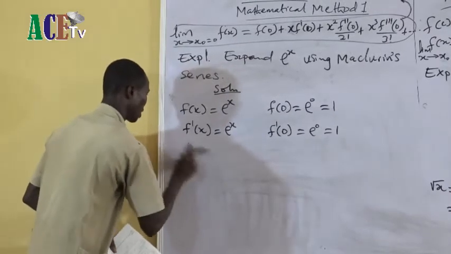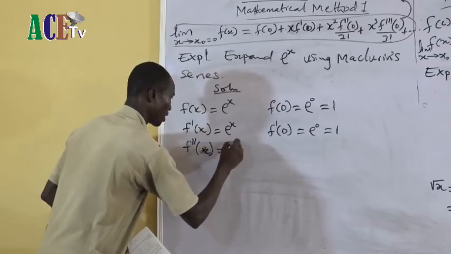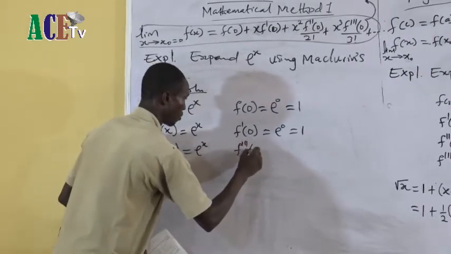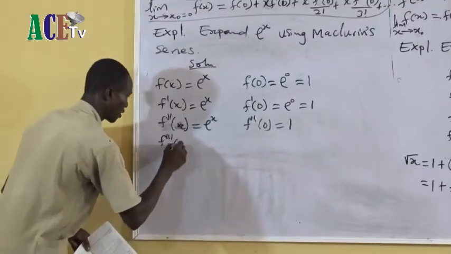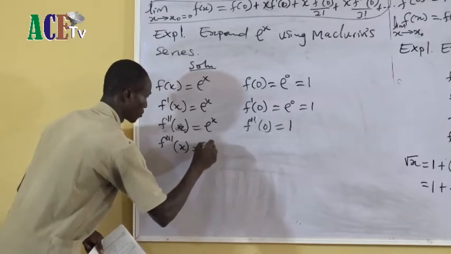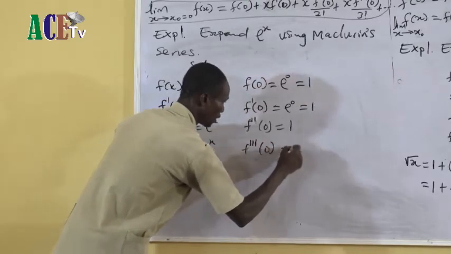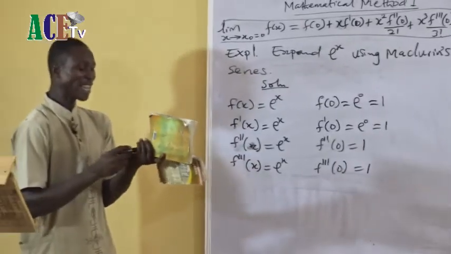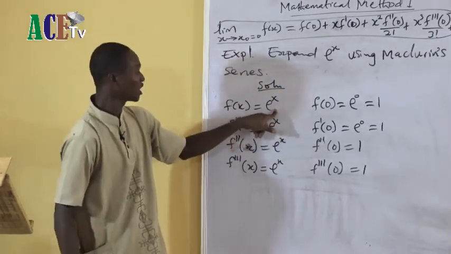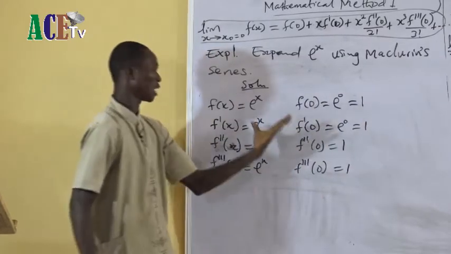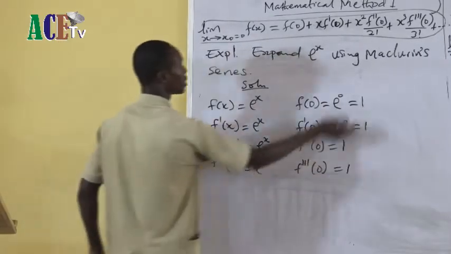Then what is the second derivative of x? That is exponential x. The second derivative of 0 is 1. The third derivative of this function is the same thing, exponential x, and the third derivative at 0 is equal to 1. This is a unitary differentiation. It can never change. When we continue to differentiate 1,000,000 times, we'll get the same answer. Then from that, we can substitute this in this formula.